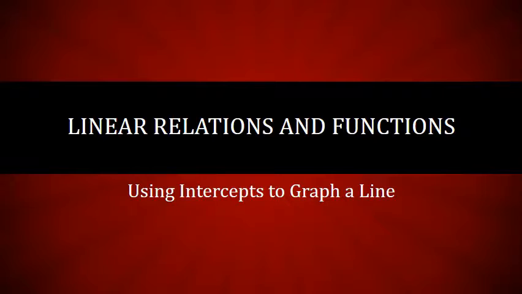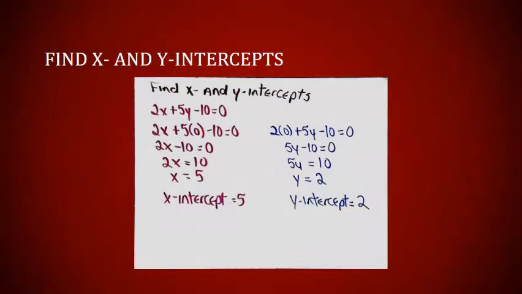Now, to find an X-intercept in the function equation, we set Y equal to 0, and to find the Y-intercept, we set X equal to 0, and then solve both equations. So let's go to the next slide and see how this works. Okay, so let's take a look at finding X and Y intercepts.